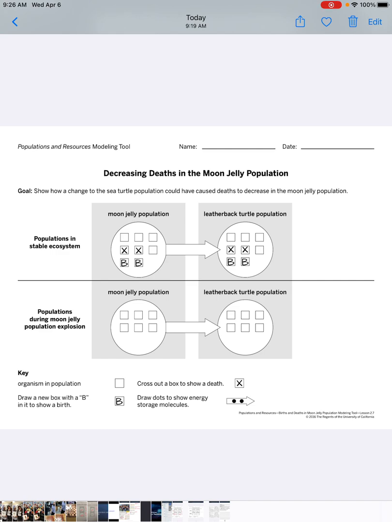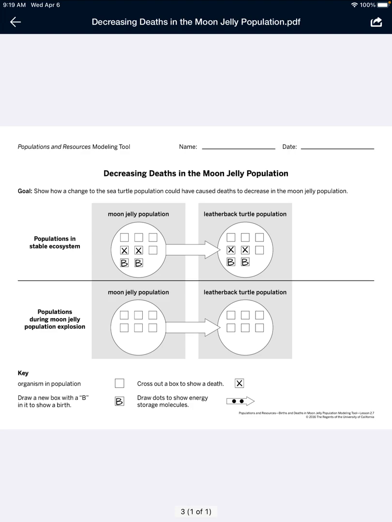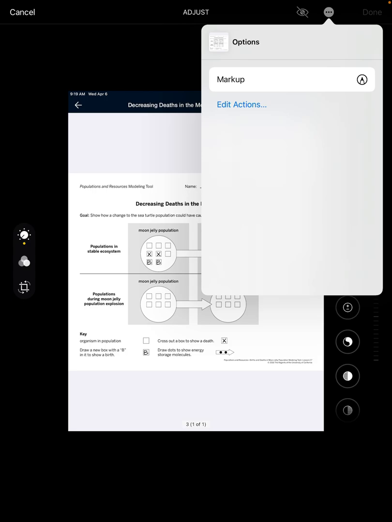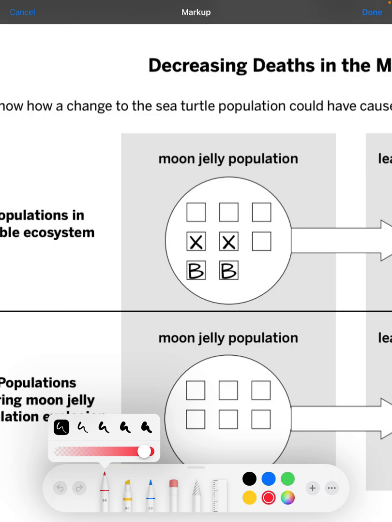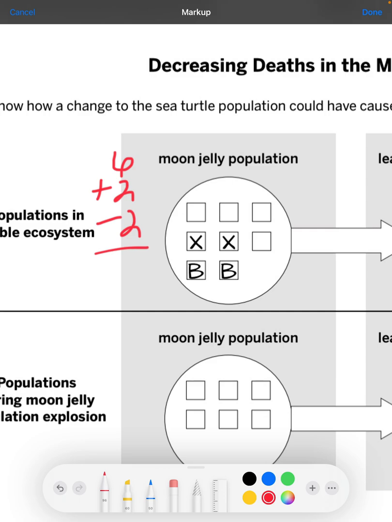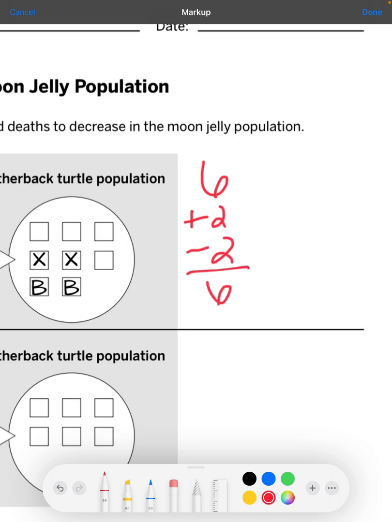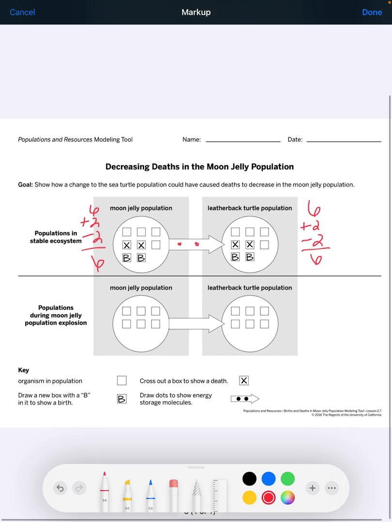Okay, so thinking about if the deaths decrease, that means there are fewer deaths. Again, I'm going to mark this up. Actually, I don't think I chose yet to mark it. Let me edit it. Okay, so I've got 6 jellies plus 2 minus 2 is 6. I've got 6 turtles plus 2 minus 2 is 6. That's stable. I'm going to show that I've got 2 ESMs going through, and that part of the model is good.